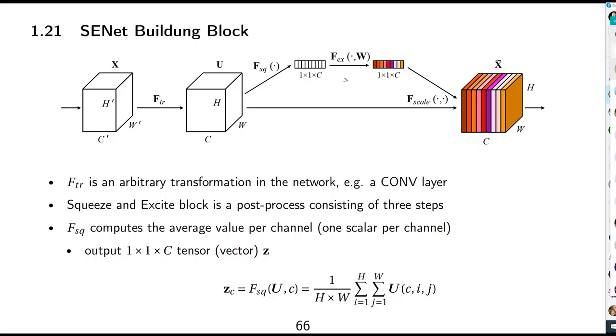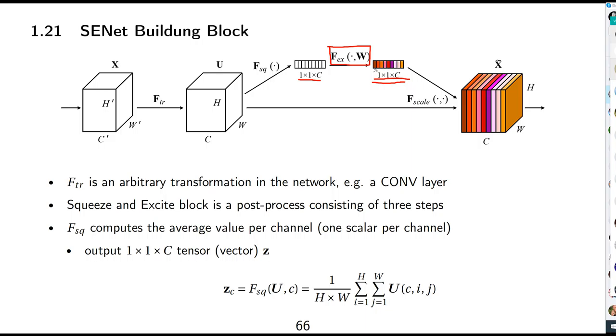Next, we'll do some excitement or some mini network that is shown here. So this F_ex performs a transformation of this 1 by 1 by C average vector into another vector that has one scalar per channel, and this time this is a scalar that will give us the multiplicative factor that each channel will be multiplied by. So as input, we have the average values per channel, and as output, we obtain a scalar value per channel that the output will be multiplied by. And then we have scale, and at scale, the channels will be multiplied individually.